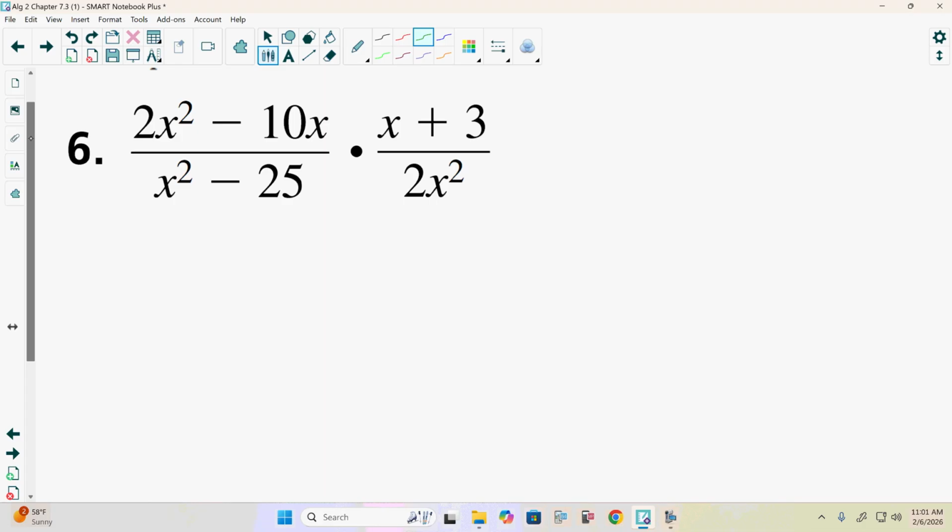We're going to look at a few more products, and that's really the last pieces of 731. So we look at this one here, 2x squared minus 10x over x squared minus 25 times x plus 3 over 2x squared.